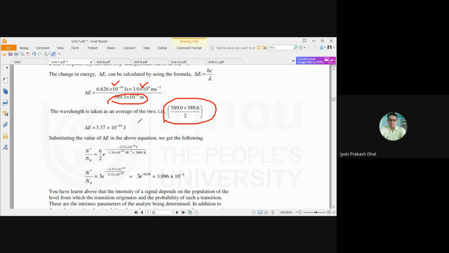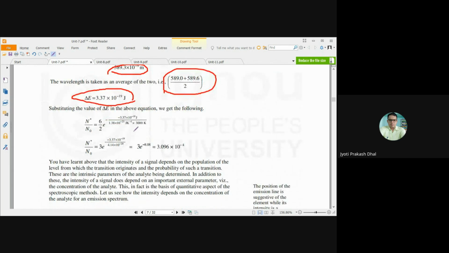And from this you can calculate the value of del E equals 3.37 into 10 to the power minus 19 joule. Now putting all these values, you can calculate the ratio of the atoms present in the excited state to the ground state, which equals 3.069 into 10 to the power minus 4.